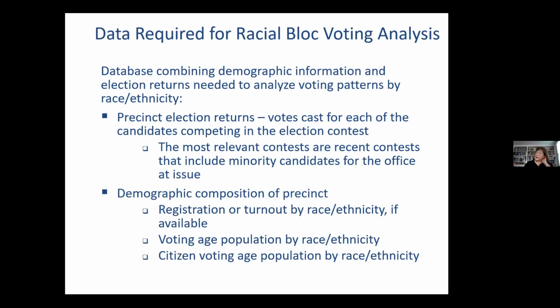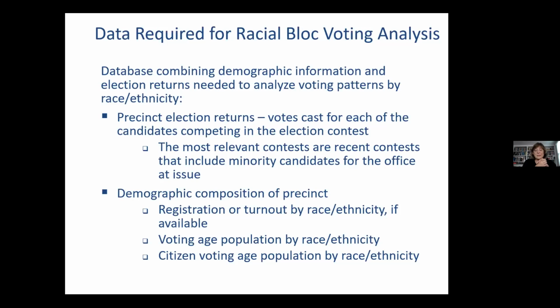In terms of the demographic composition of the precincts, we want to get as close as we can to the electorate. So there are actually a number of states that collect registration by race. And you can even take the registration voter lists and determine in many of these states turnout by race. So this is what you want. This will bring you closest to the actual electorate, but this is only possible in a handful of southern states.